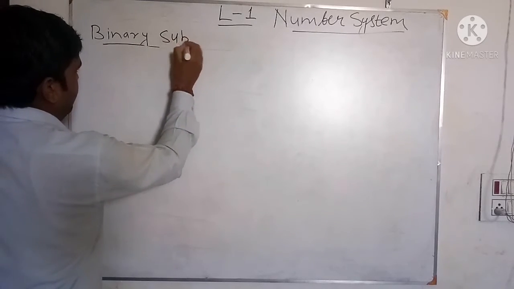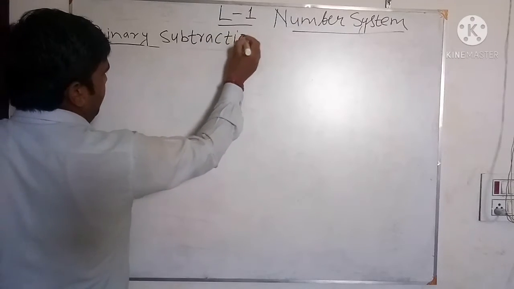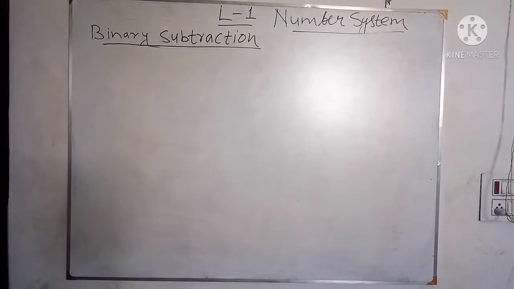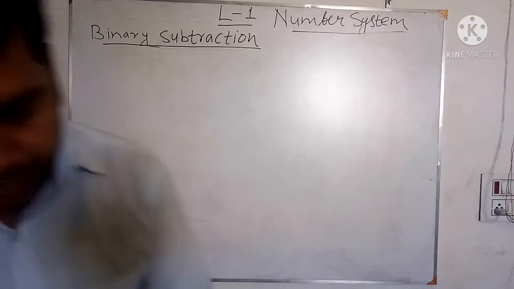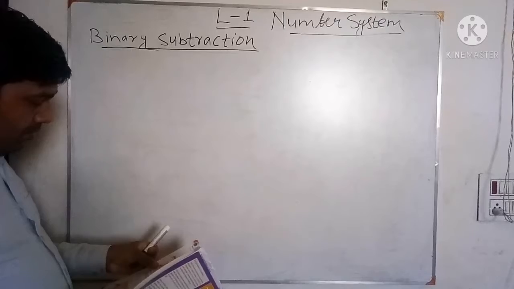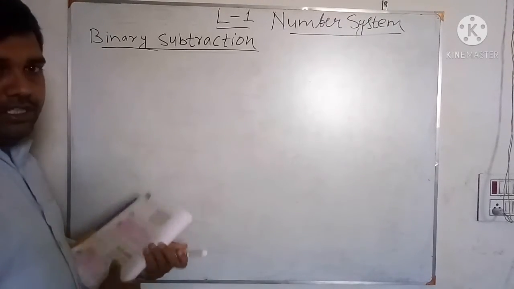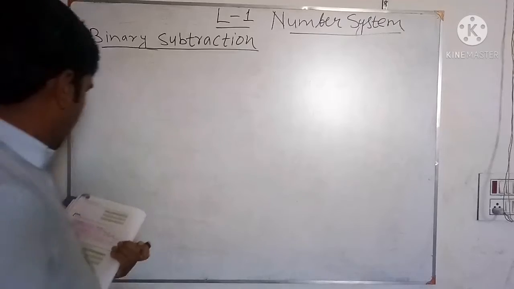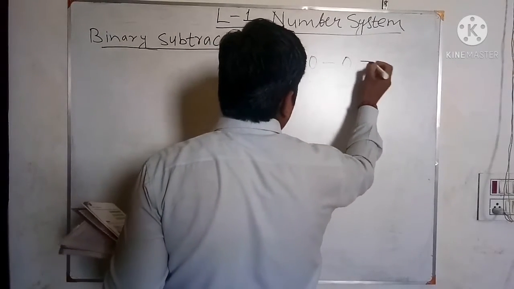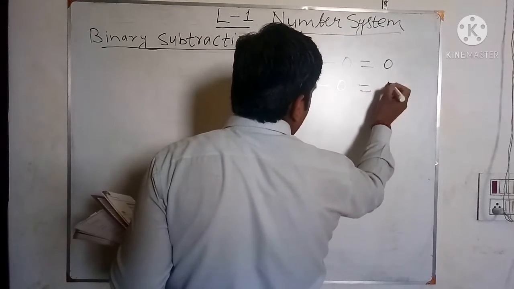Now binary subtraction. How do we subtract binary numbers? In this binary subtraction, see what rules are used. 0 minus 0: if you subtract 0 from 0, you will get 0 only. 1 minus 0, you will get 1.